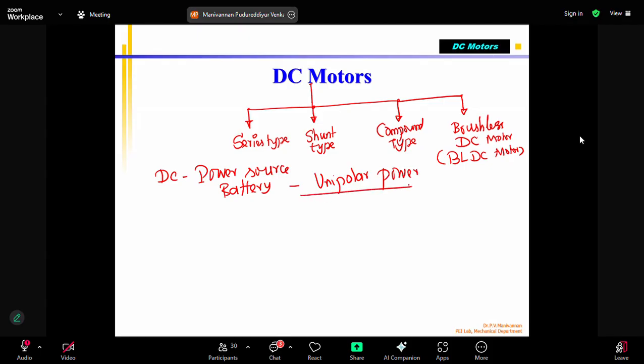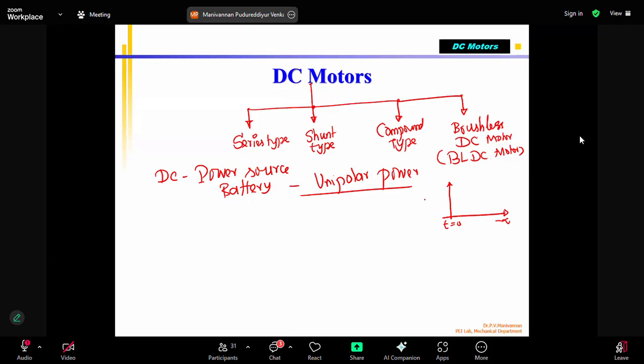Unipolar power means that whenever you want to represent voltage or current, if you want to draw a graph, it is always with respect to time. We know that the x-axis will always be time. Generally, any quantity we measure, such as voltage, current, or speed versus torque, is with respect to time. At t starting from 0, it goes up to infinity.